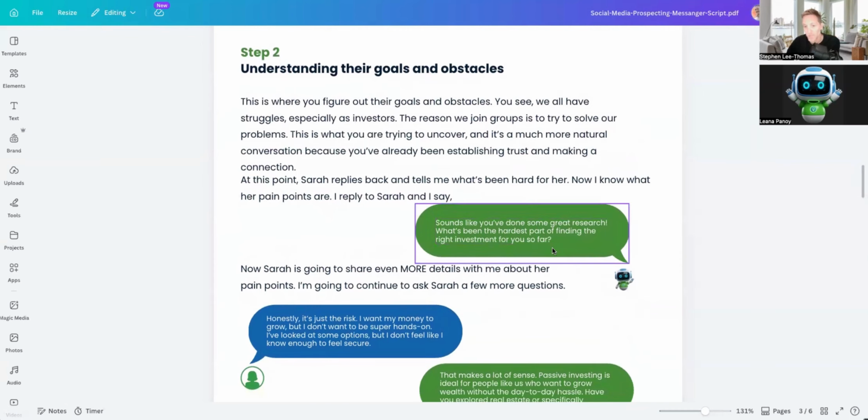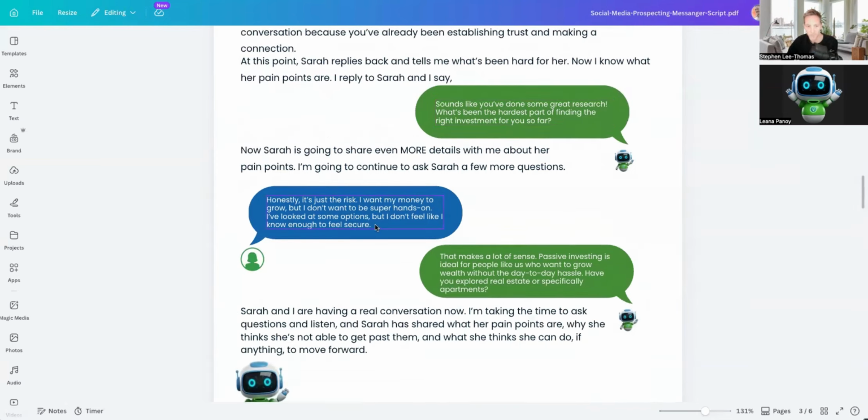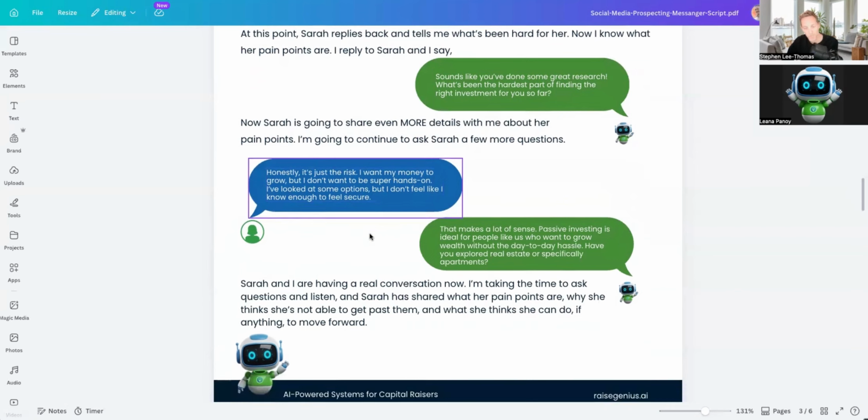So I am now getting to the "what are your obstacles" part. I'm leveraging the exact same framework. Honestly, it's just the risk. I want my money to grow, but I don't want to be super hands-on. I've looked at some options, but I don't feel like I know enough to feel secure. I've learned a lot at this point.